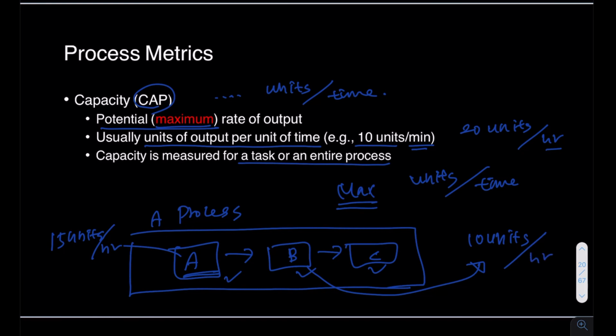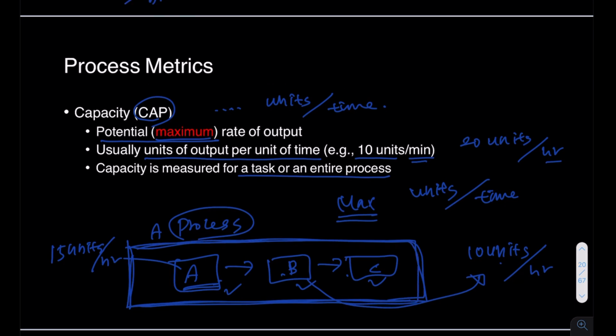So for each station, you can measure the capacity. But when you look at a process, you are looking at all those tasks together. Then what would be the capacity of this entire process? Actually, we can answer this question when we look at the examples in the following slides, but I will not explain all the details at this moment.